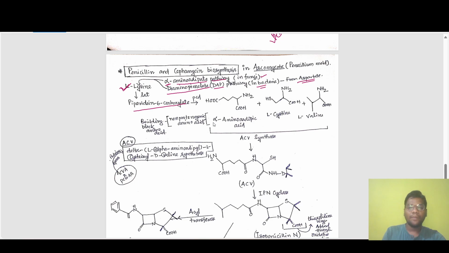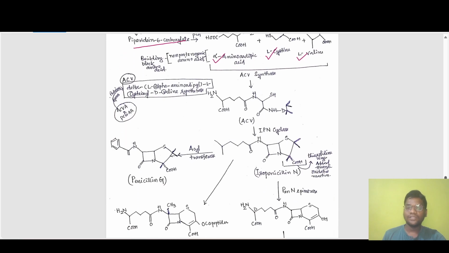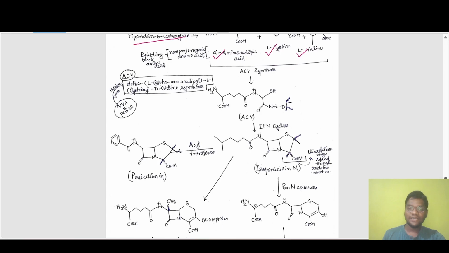One is alpha aminoadipic acid, and the second and third are L-cysteine and L-valine. All these three are non-proteinogenic amino acids. When we say they are non-proteinogenic amino acids, that means these are not involved in the production of proteins. And in this pathway, these three non-proteinogenic amino acids serve as the building block for this beta lactam pathway, or penicillin pathway.